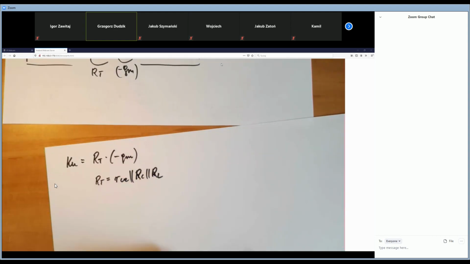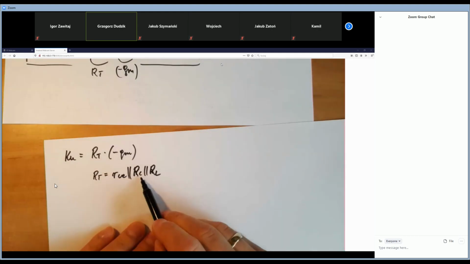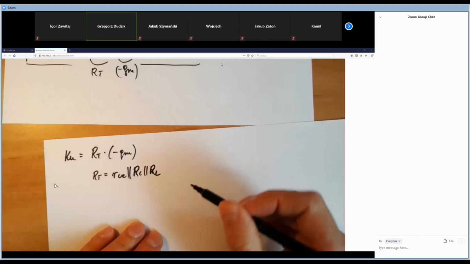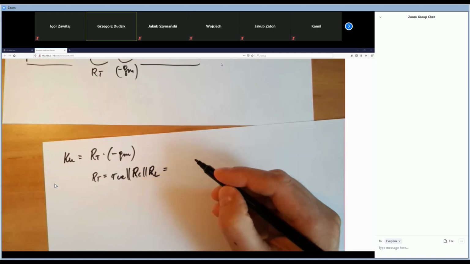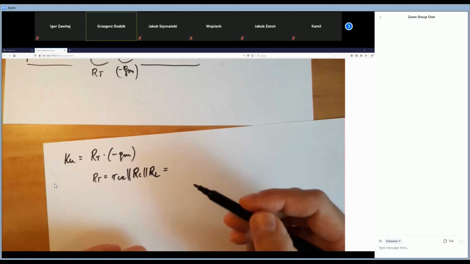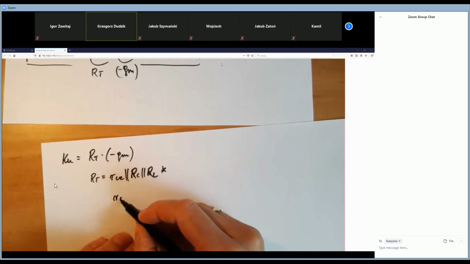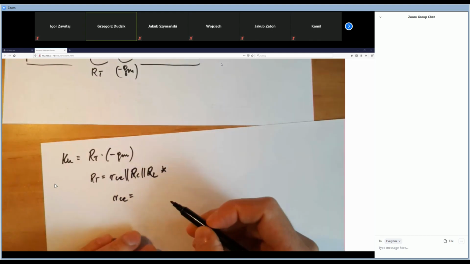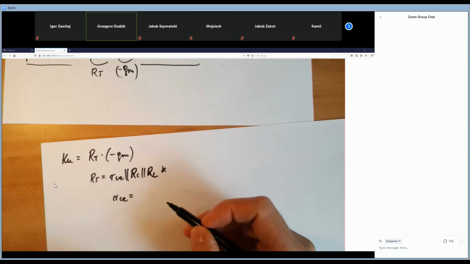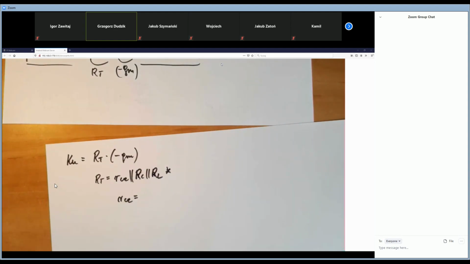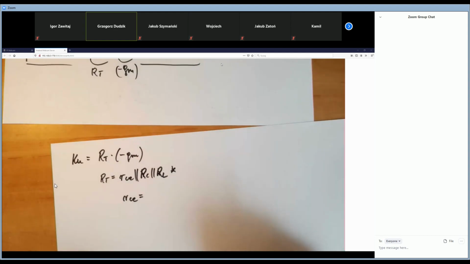Okay. RC we've got, RL we've got, we haven't the RCE. Of course, we have to find the RCE. As you remember, sorry. I hope that this is not the coronavirus.